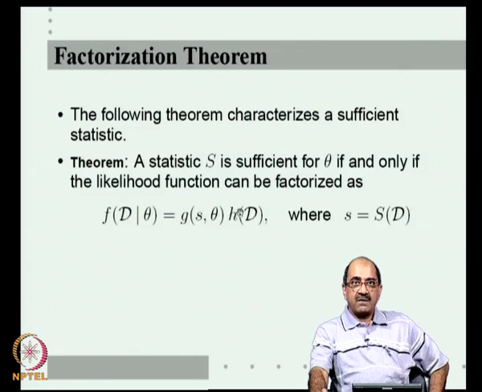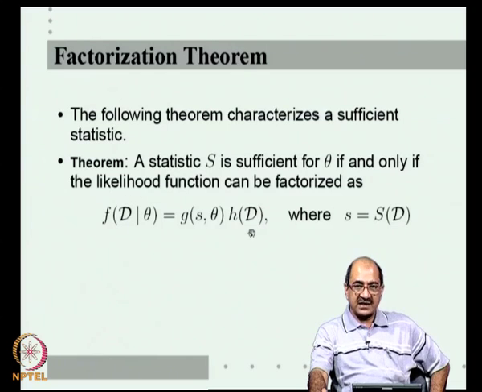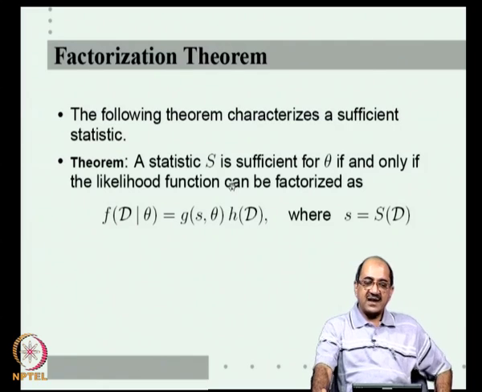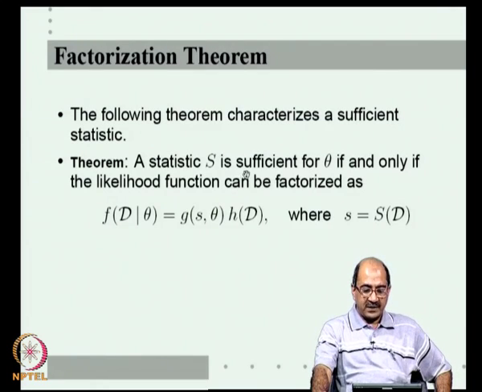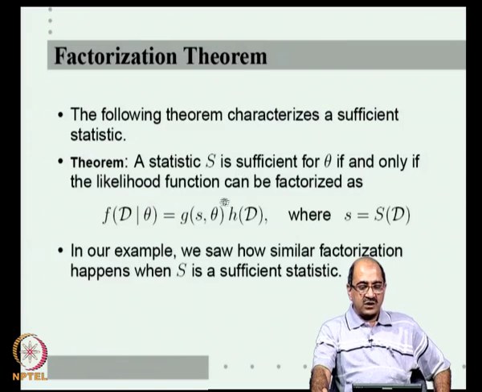Okay. This theorem is an if and only if theorem, that is, if s is sufficient, then the likelihood can be factorized like this, and if for some statistic s the likelihood can be factorized like this, then that s is sufficient. Where sufficient is, as we defined earlier, that the conditional density of D given s and theta is not a function of theta. Okay. So, in our example, we saw how a similar factorization happens when s is sufficient.